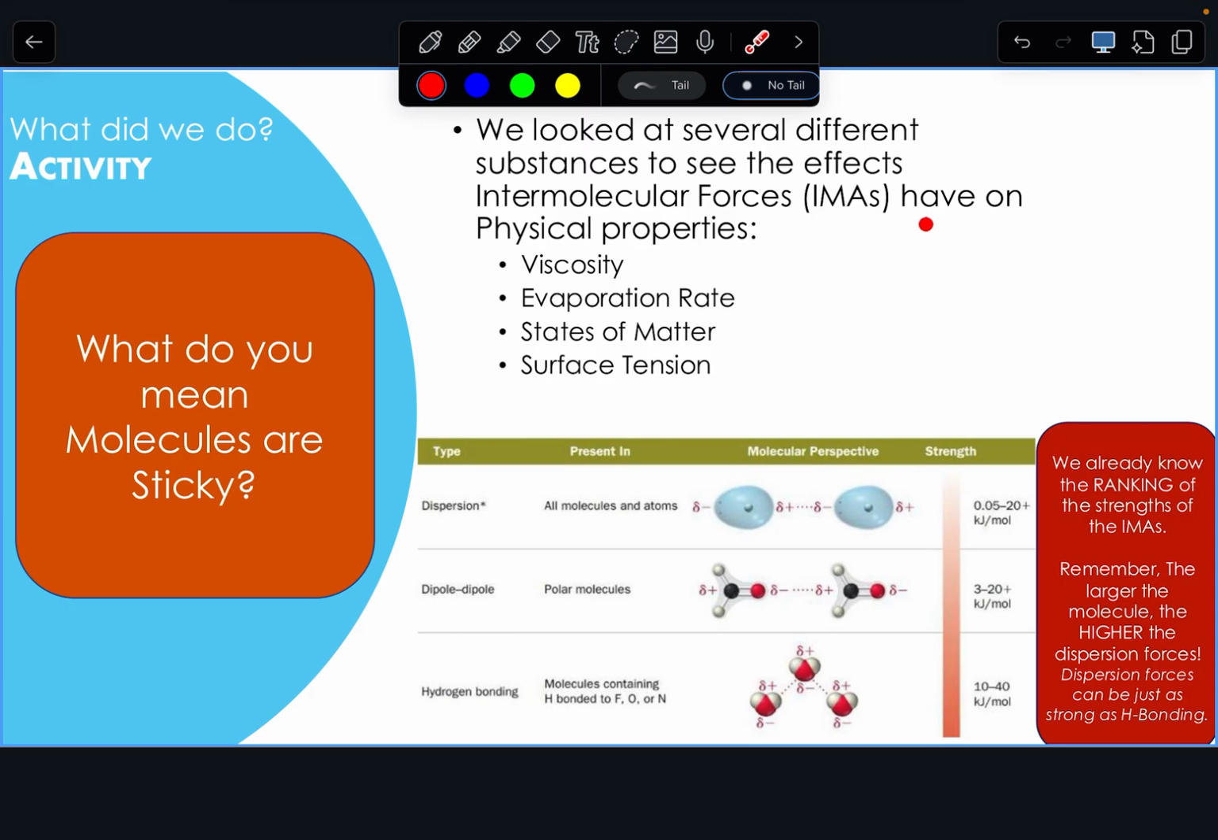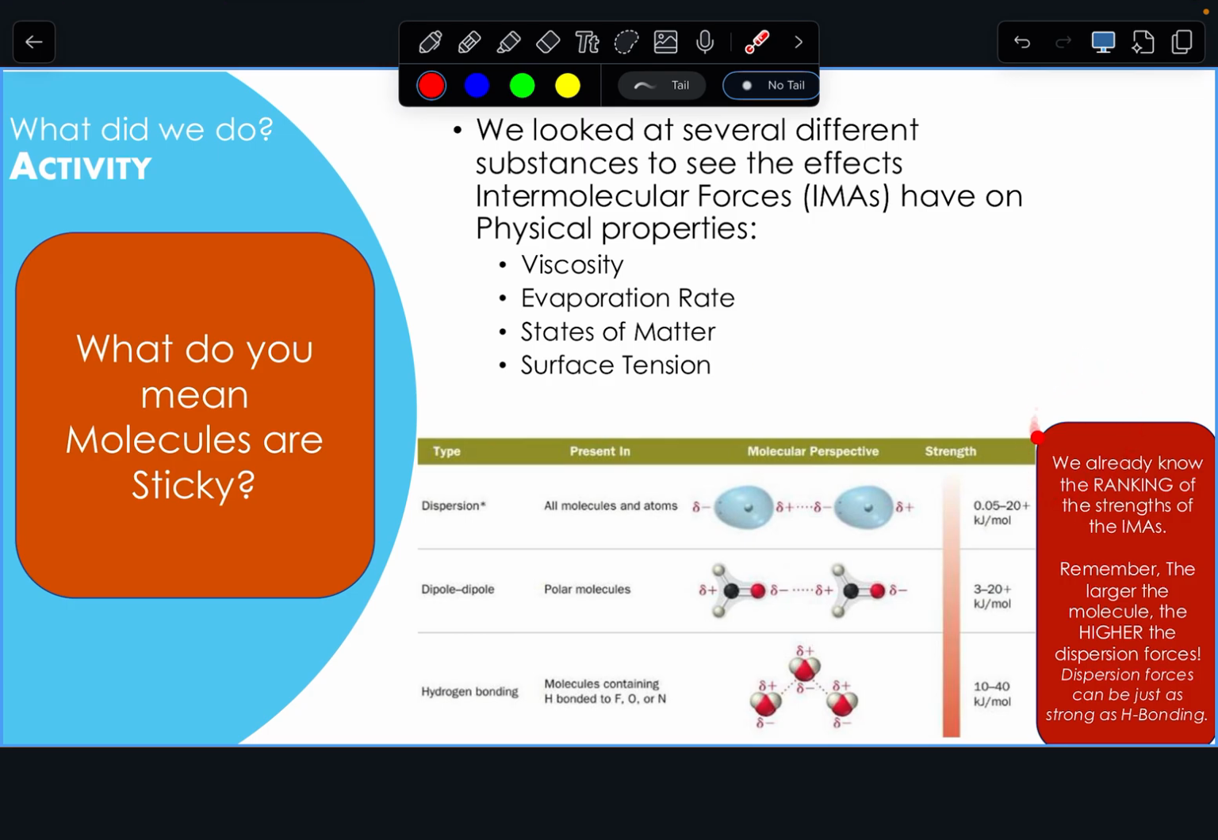We looked at what we call bulk scale properties, right? We looked at the viscosity of something. That's how sticky and syrupy it is. We looked at the evaporation rate. That's directly correlating to the boiling point. If something evaporates quickly, it is going to have a lower boiling point. We looked at states of matter. Remember, we looked at solids, liquids, and gases. We saw that solids are more stuck together than liquids, which are more stuck together than gases. And we looked at surface tension.